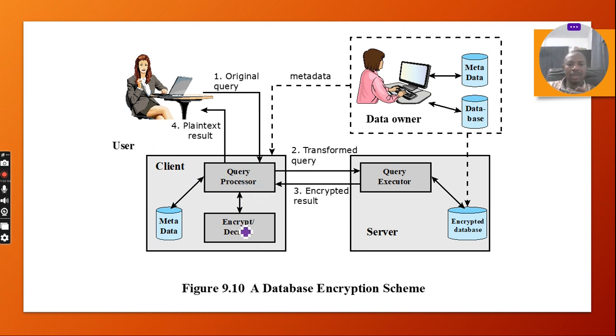The query processor will process it, encrypting and decrypting with the help of metadata, and then it will be sent to a transform query executor, which will execute it on the encrypted database. So here you have the server to access, and then the encrypted result will be sent back to you, and then it will be decrypted and sent as a plain text result to the original person who made this inquiry. So we should be able to have access to this.